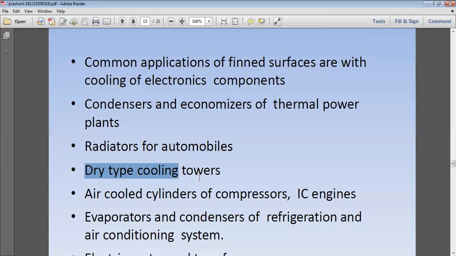And dry type cooling towers. Cooling towers also use fins, as do air cooled cylinders, compressors and IC engines. Just now I explained compressors, IC engines, and the intercooler. In the case of a compressor, multi cylinder engines and multi stage compressors are there. In this multi stage compressor, we are using an intercooler. That intercooler is a constant pressure intercooler. There we provide a number of fins to cool the air coming from the higher pressure of the first stage compressor.